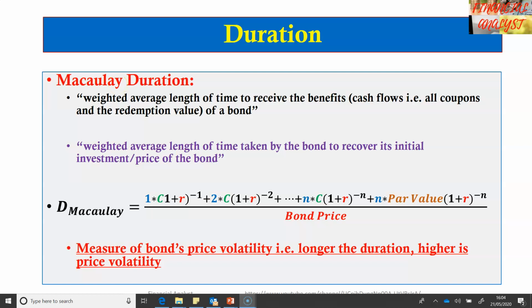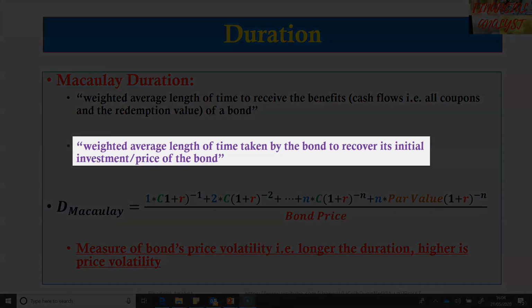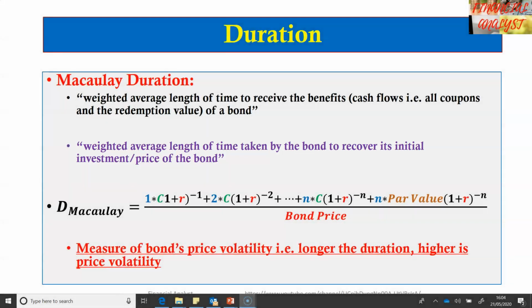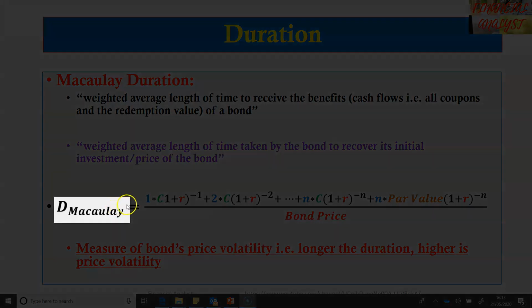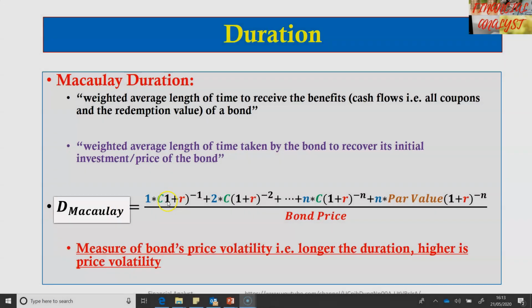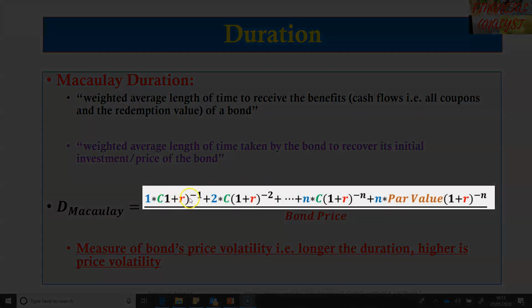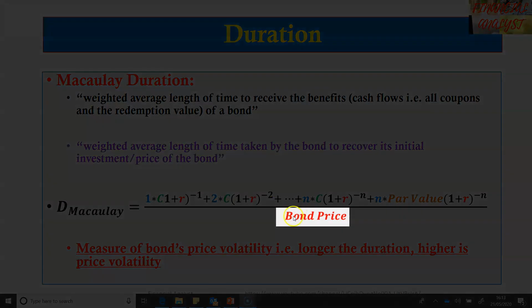However, unlike the discounted payback period of a project, duration is calculated after accounting for all the cash flows of the bond. It is the average length of time taken by a bond to recover its initial investment. That is the price of the bond. Duration of a bond, that is Macaulay duration, is equal to the sum of the time-weighted present values of the bond's cash flows divided by the bond price.